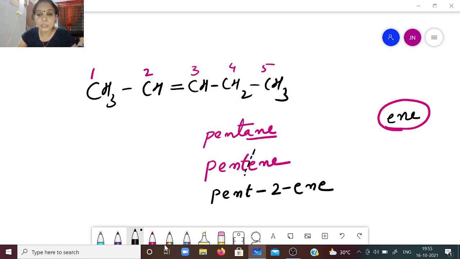See, always between the alphabet and the numeral, this is a numeral, 2 is a digit, and t is an alphabet. Between the digit and the alphabet, there should be a hyphen. So this is named pent-2-ene. This is how we are naming for double bonds.